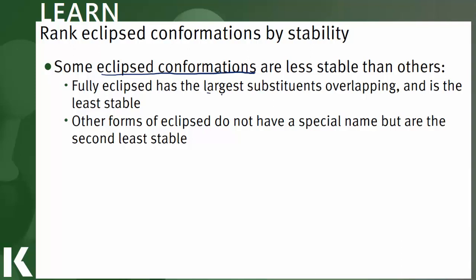But if we take the largest substituents and stack them right on top of each other, that's obviously going to cause the most amount of strain, the most amount of repulsion. And the term for this is fully eclipsed. This is the least stable conformation that a molecule can take as it rotates around a single bond, so it gets a special name. The other forms of eclipsed don't have a fancy name, but they are the next worst conformations. And so between the eclipsed conformations and the staggered conformations, we have the two extremes, the most stable for the staggered and the least stable for eclipsed.